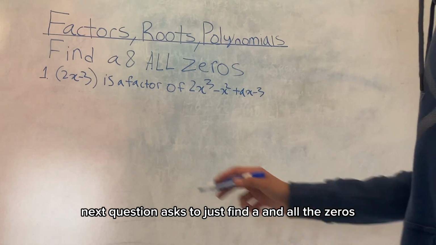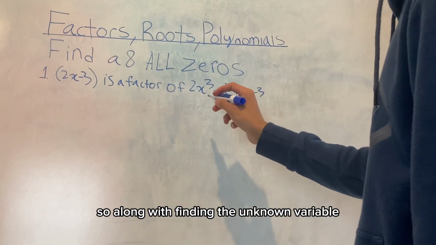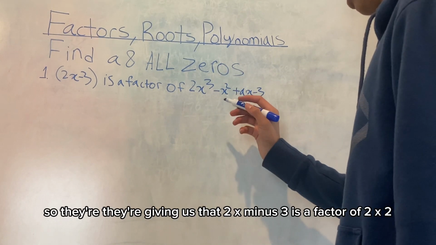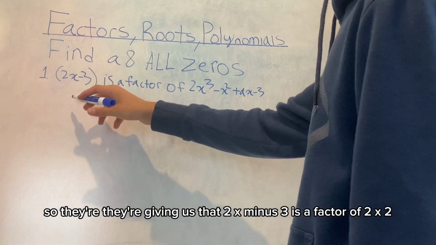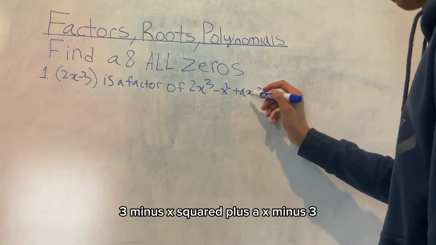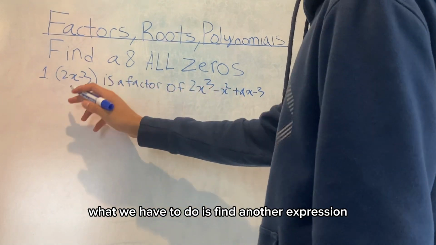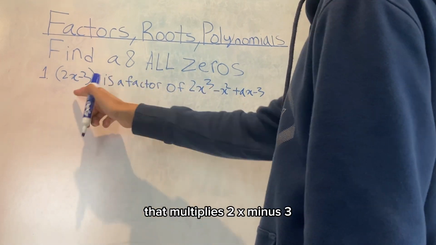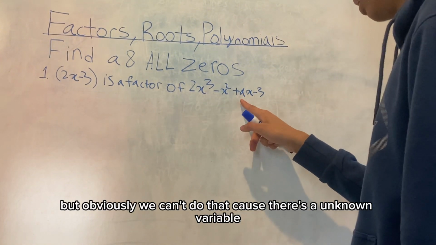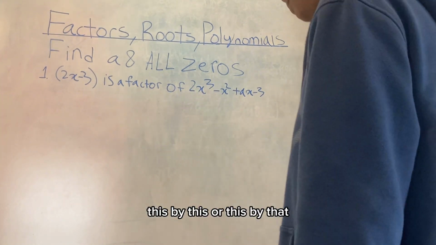Next question asks to just find a and all the zeros. So along with finding the unknown variable, we have to find the zeros of the equation as well. So they're giving us that 2x minus 3 is a factor of 2x to the 3 minus x squared plus ax minus 3. So what we have to do is find another expression that multiplies 2x minus 3 to get this. But obviously we can't just divide this by this, because there's an unknown variable.